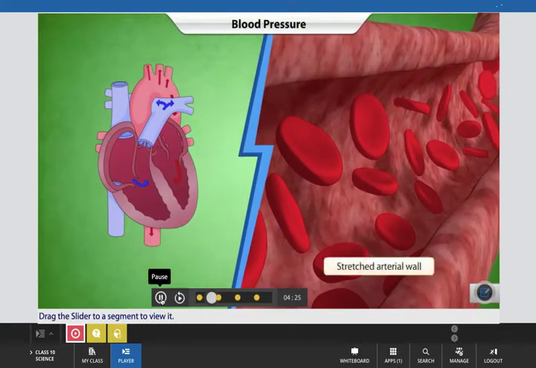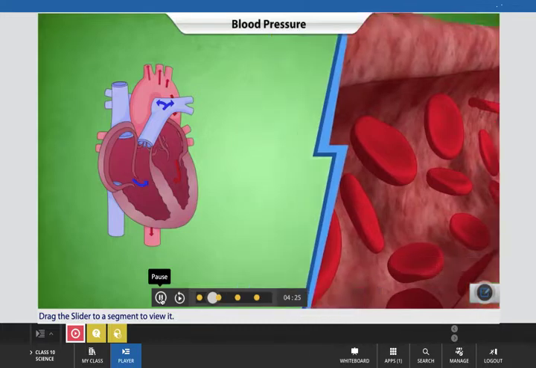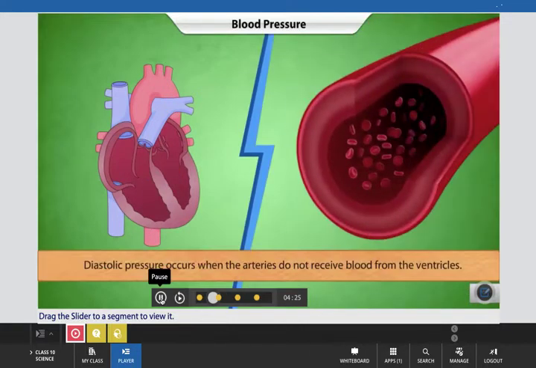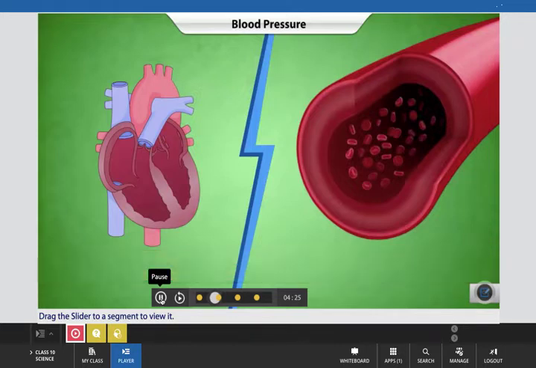The increased pressure causes the muscular elastic walls of the arteries to stretch. During a diastole, the arteries do not receive blood from the ventricles and they return to their normal diameter. The blood pressure is relatively low and is known as diastolic blood pressure.